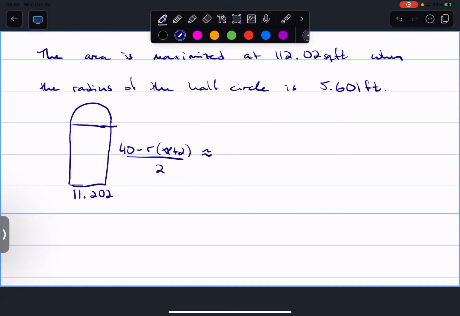Using just the approximation of 5.601 because I'm lazy, I have 40 minus bracket 5.601 bracket times pi plus 2. Close the bracket, close that bracket. I'm going to wrap it all up in brackets. You can't see it anyways.